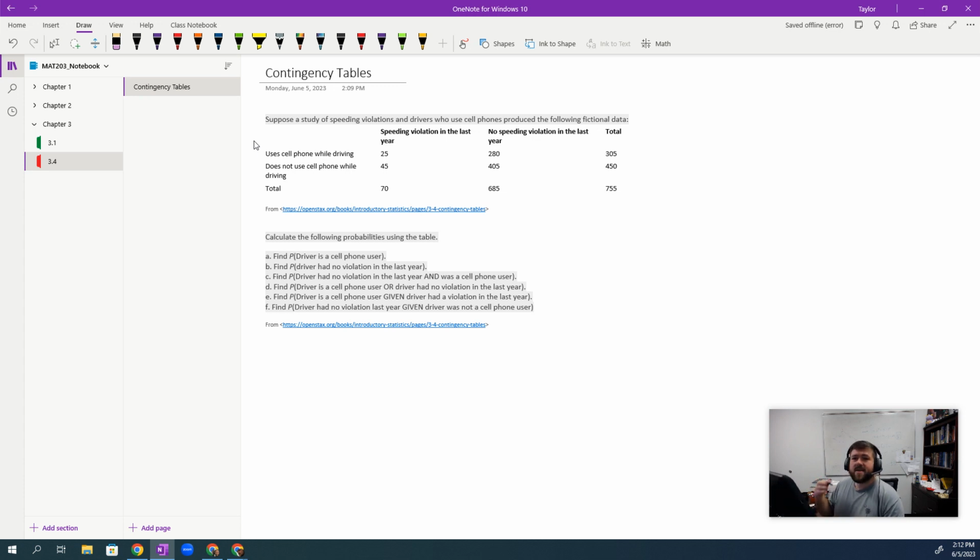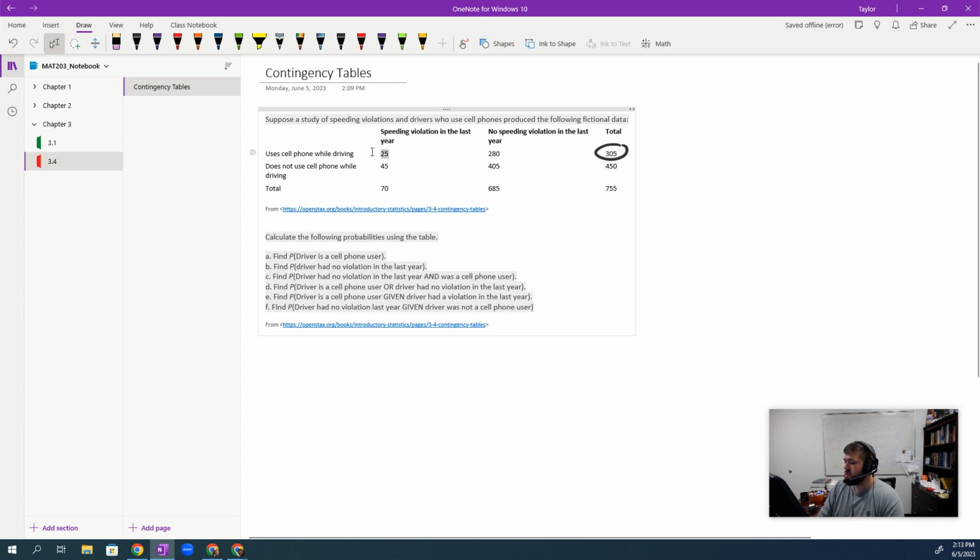So if you're reading this, what does this 25 number mean? It means that in the study, there were 25 people who used cell phones while driving and had a speeding violation in the last year. What would this be? That's people who use a cell phone while driving but had no speeding violation last year. Okay. Now, what's this? The 305. It is everybody who uses a cell phone, whether it is speeding violation or no speeding violation.